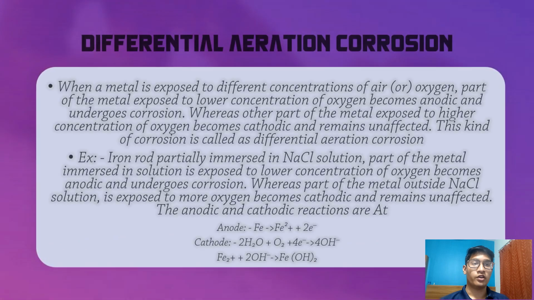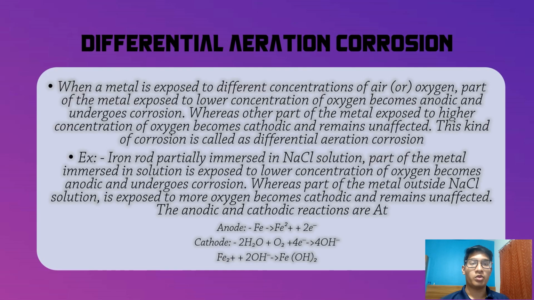Moving on to differential aeration corrosion. When a metal is exposed to different concentrations of air or oxygen, the part of the metal exposed to lower concentration of oxygen becomes anodic and undergoes corrosion, whereas the other part of the metal exposed to higher concentration of oxygen becomes cathodic and remains unaffected. This kind of corrosion is called differential aeration corrosion. Here's an example for this. You can pause and read this out.